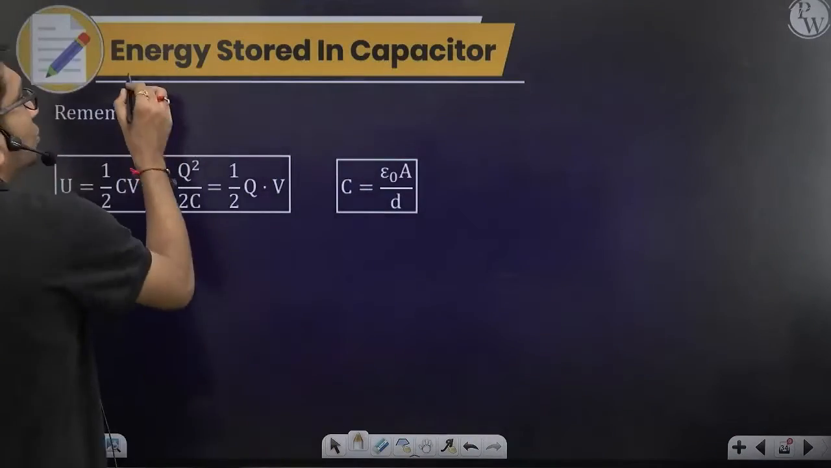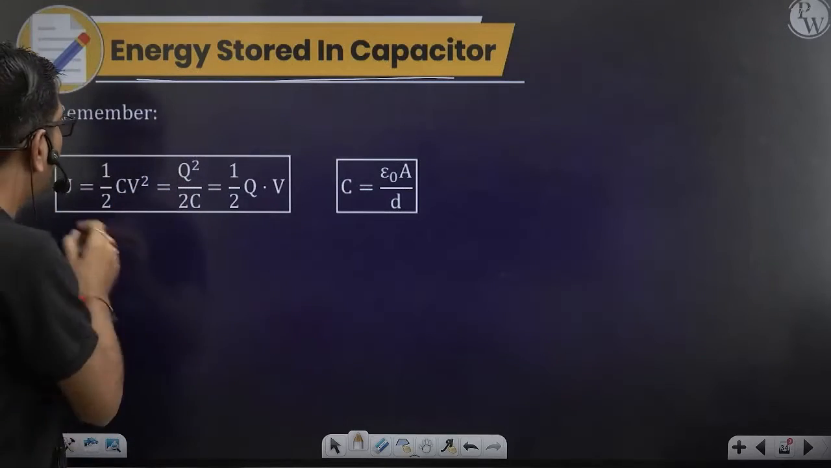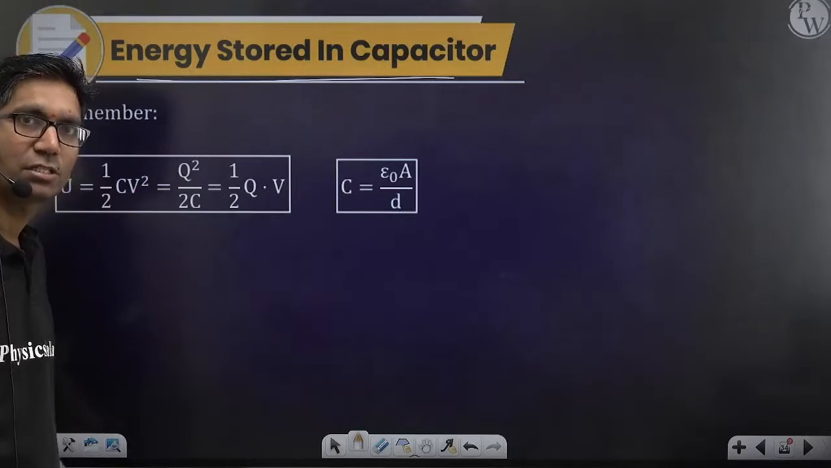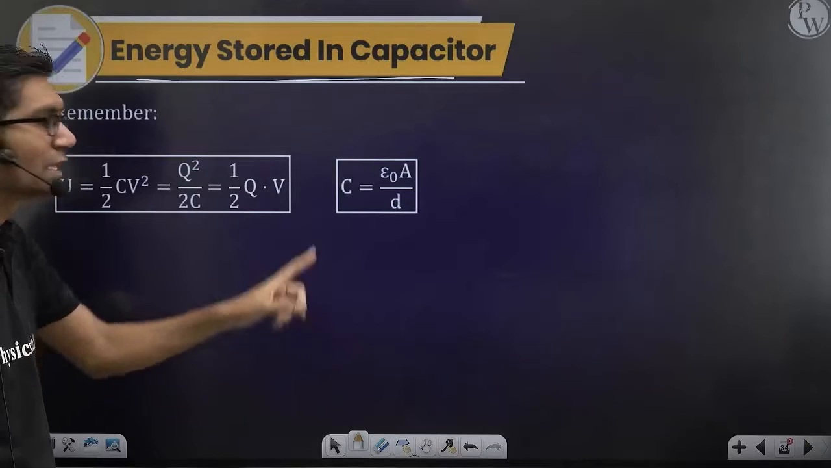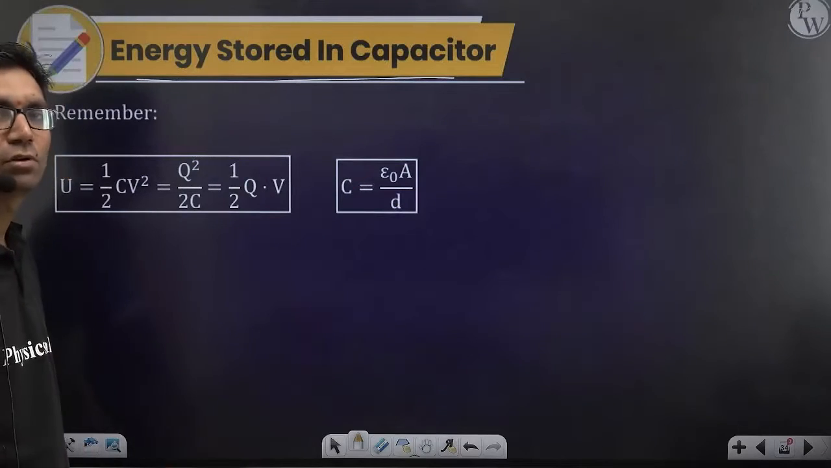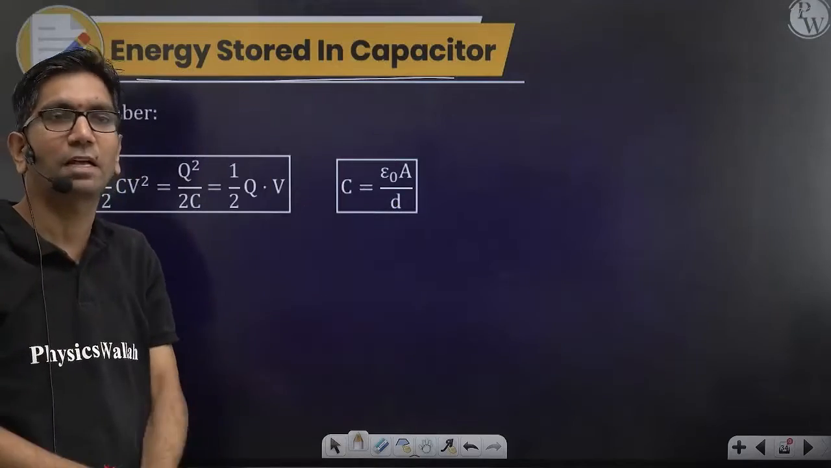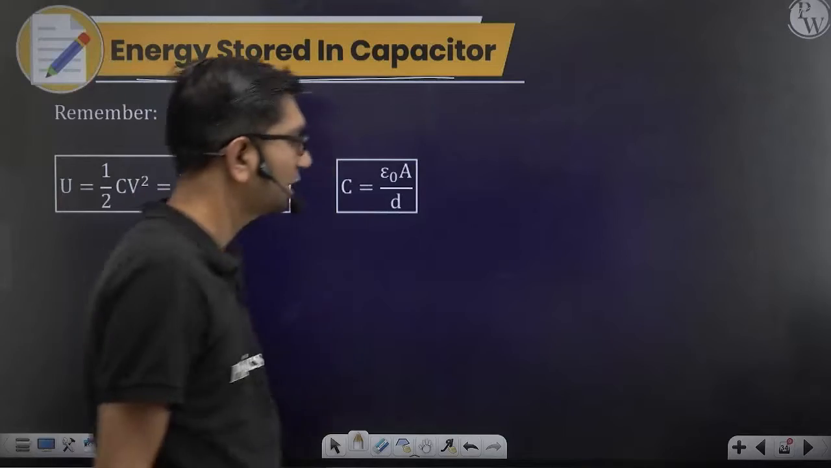Right. So energy stored in capacitor, parallel plate capacitor now. Same formula. For the spherical shape capacitor, energy stored, and parallel plate capacitor, energy stored, same. In place of C, write down here epsilon naught A by d. In case of spherical shape capacitor, in place of C, write down 4 pi epsilon naught R. That's it.